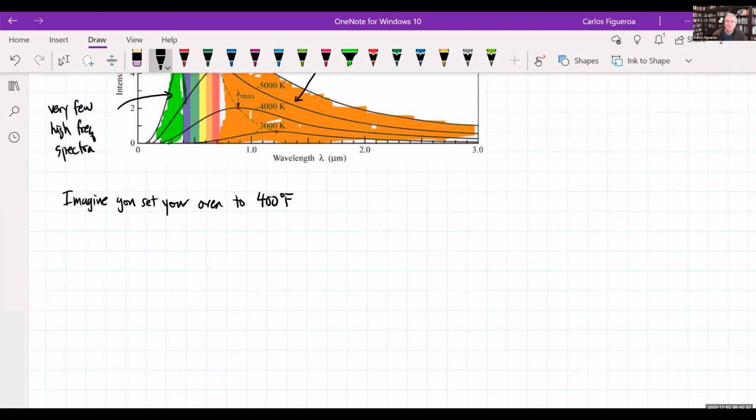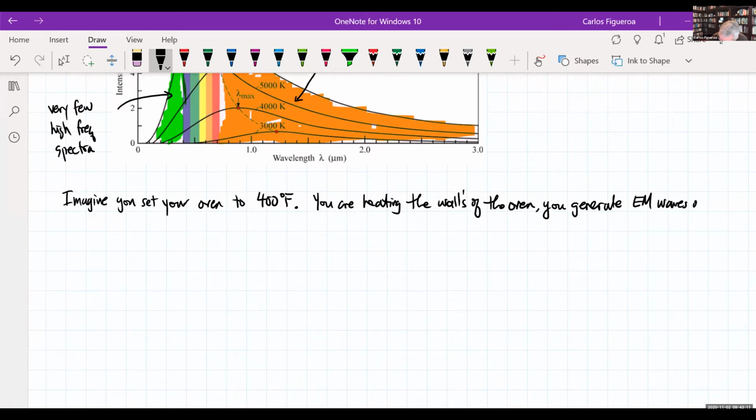And what you do here is that, of course, you give it time to warm up. So when you set your oven to 400 degrees Fahrenheit, you are heating the walls of the oven. And as you heat the walls of the oven, you generate electromagnetic waves of what we call radiation.